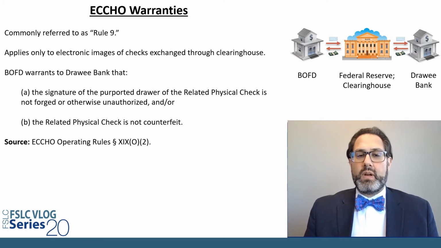The ECHO warranties are warranties that are made only with respect to checks that are presented in the form of electronic images that move through a clearinghouse. This warranty is frequently referred to as Rule 9, and so it is common to hear banks refer to this as a Rule 9 claim, even though it now appears in Section 19 of the ECHO rules. The Rule 9 warranty is a warranty made by the Bank of First Deposit directly to the drawee bank that the signature of the drawer is not forged or unauthorized, and that the check itself is not counterfeit. Again, this warranty is not limited by knowledge.